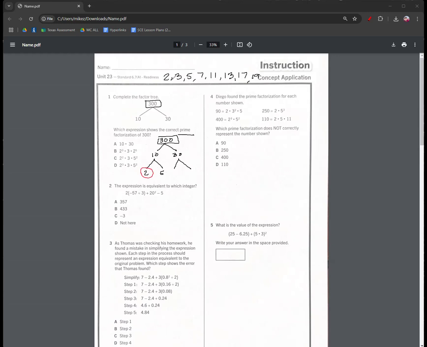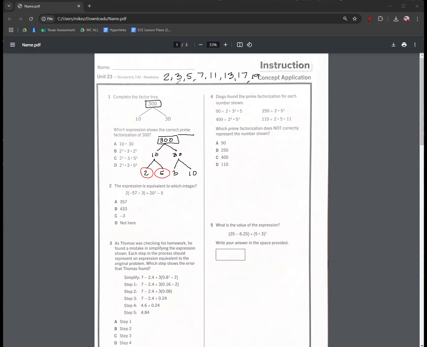When I look at the 5, I look up here. I see that 5 is a prime number. So I'm going to go ahead and circle that 5. Okay. Now, when I look over here, I have 30. I'm going to find two numbers that equal 30, and I can say 3 times 10.